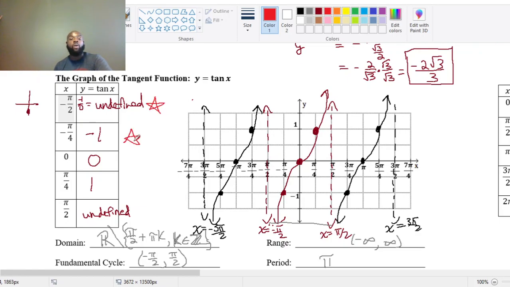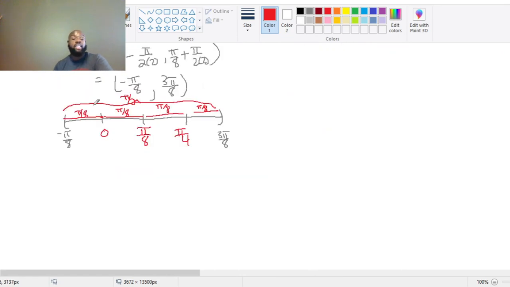Then my second point has a y value of -1, 0, and 1, and then we get to undefined, right? So the same thing is going to happen with these points. It's going to be undefined. I'm going to abbreviate that with UD. Then it's going to be -1, 0, and 1, right? So this is my original.